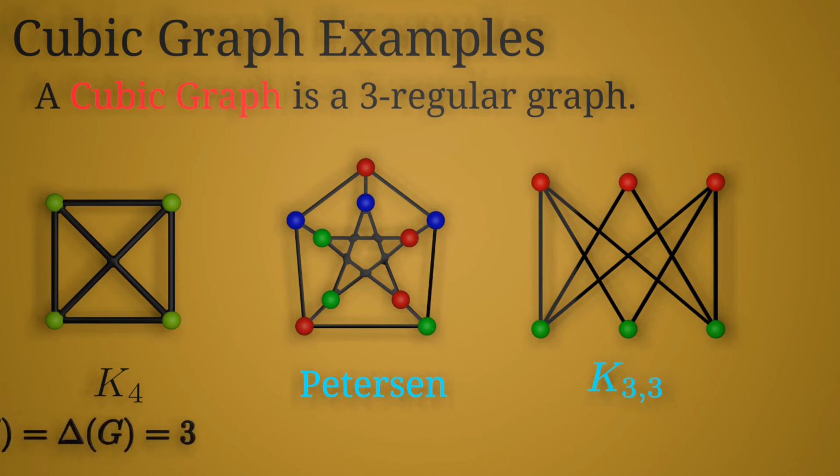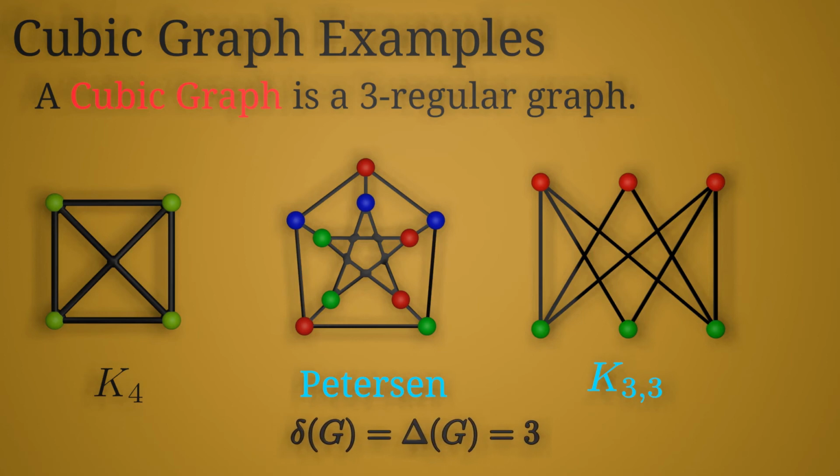You can clearly see why these are three-regular graphs, as all vertices have a degree of 3. The maximum degree of the graph and the minimum degree of the graph is equal to 3.